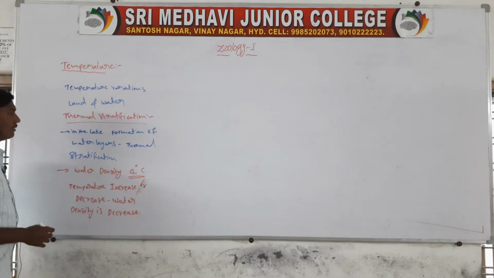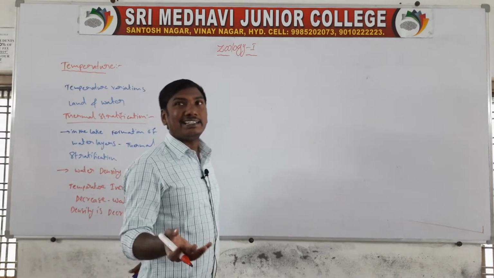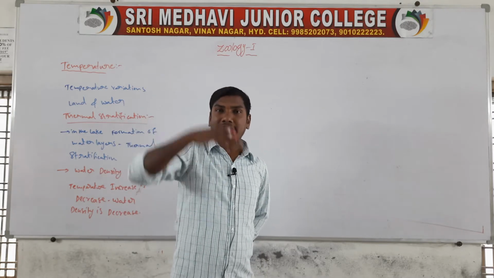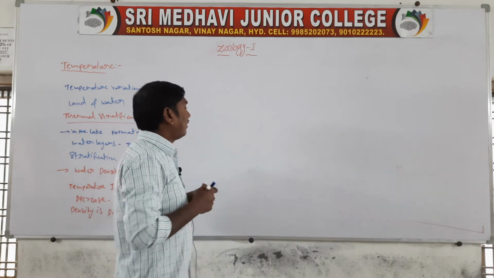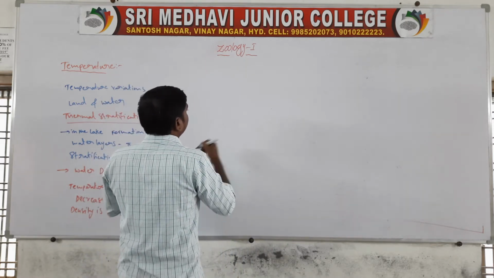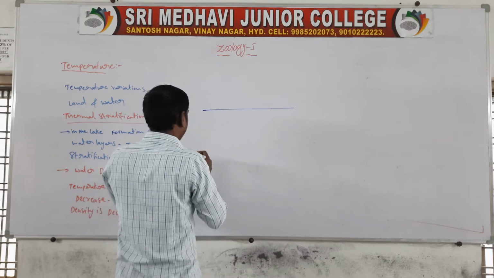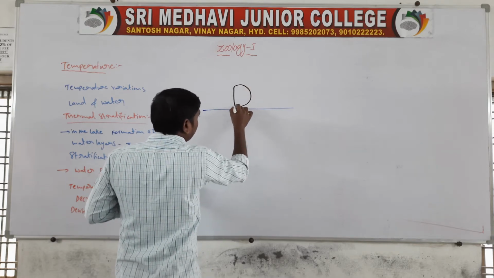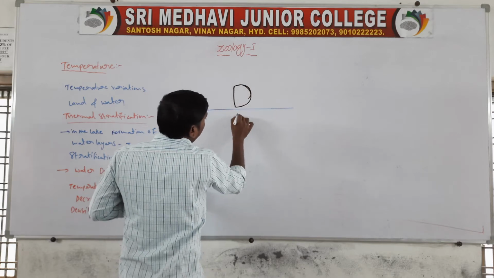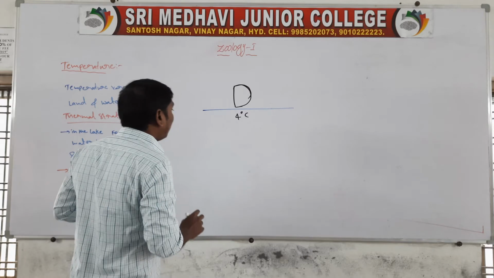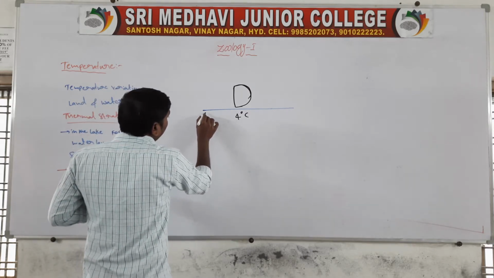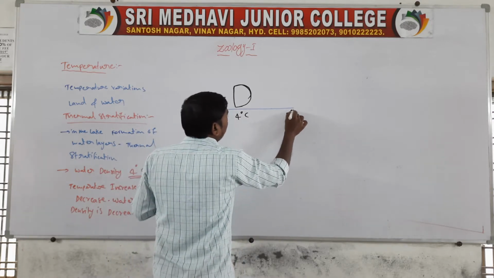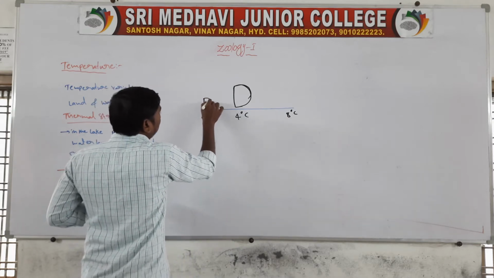So water contains a density, and 4 degrees centigrade is the water density. For example, if the temperature either decreases to 0 degrees centigrade or increases to 8 degrees centigrade, the water density decreases.